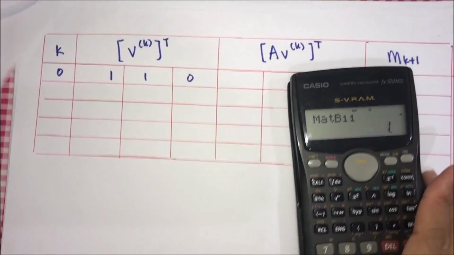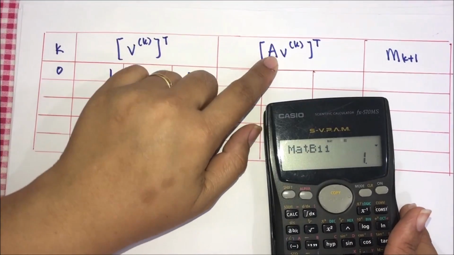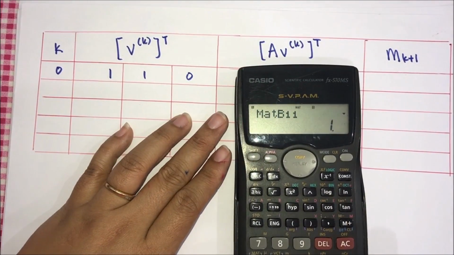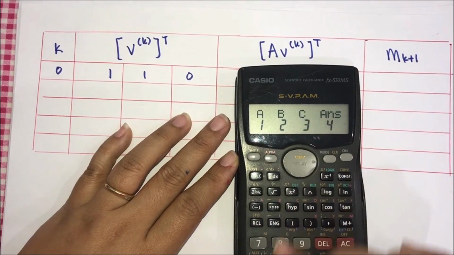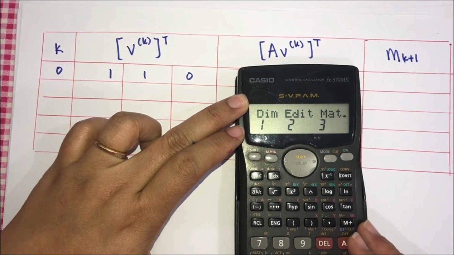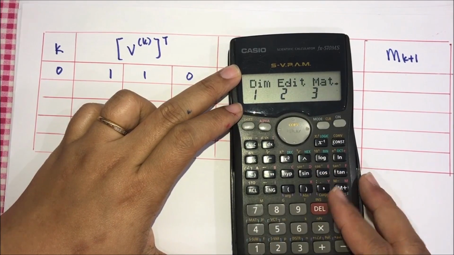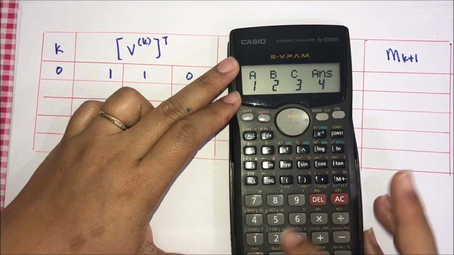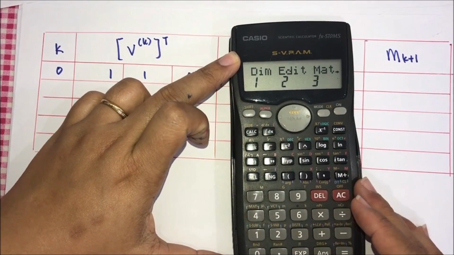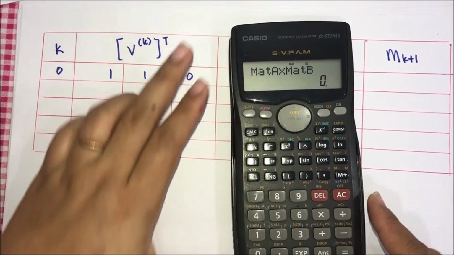So now we have to multiply matrix A with matrix B. That means shift 4, choose matrix A, times matrix B. Shift 4 again, matrix B, matrix A times matrix B.